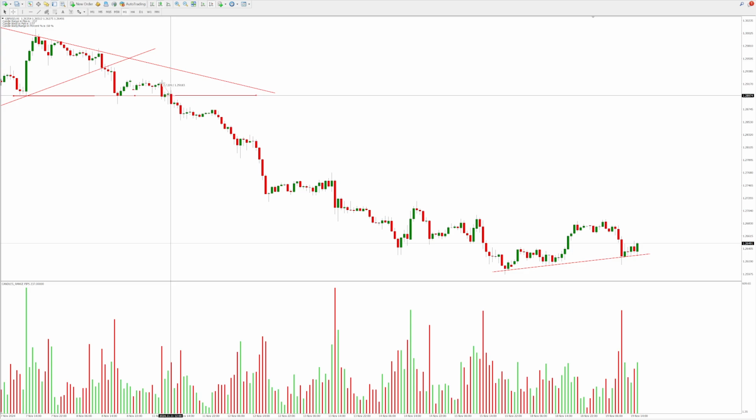What we don't want to do is have a 25 pip stop loss here, see the price drop to here, get excited with 50 pips and exit the trade, because you're just leaving too much on the table. Once you're in a good position, we want to stay in it.